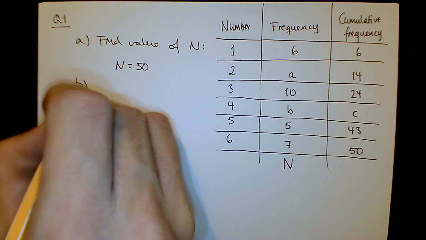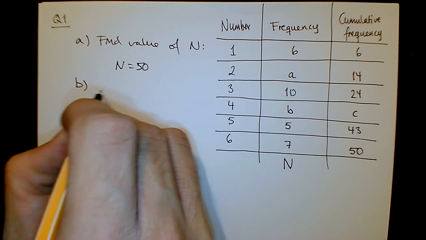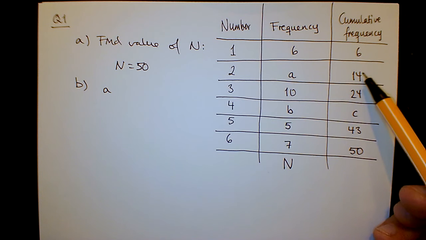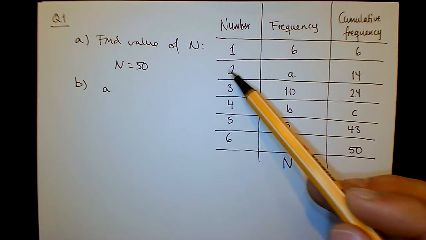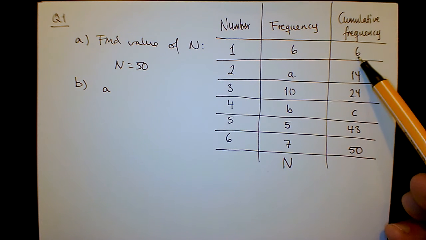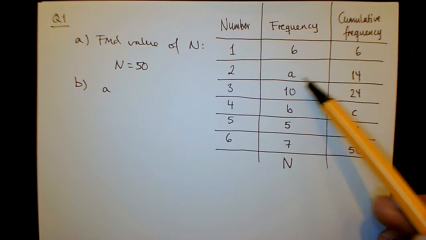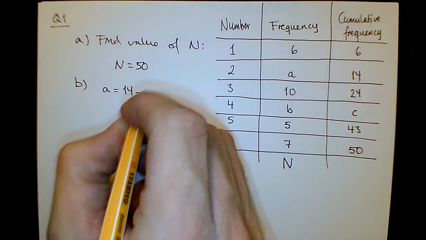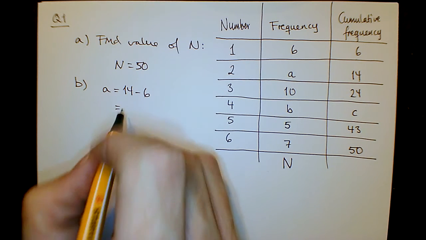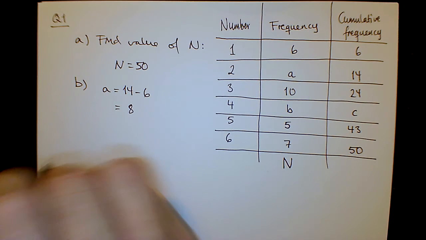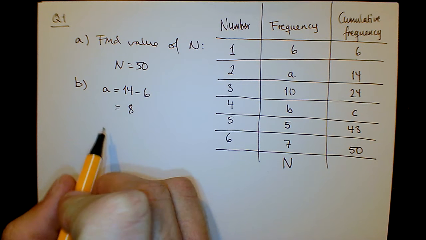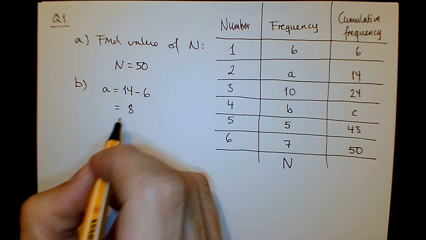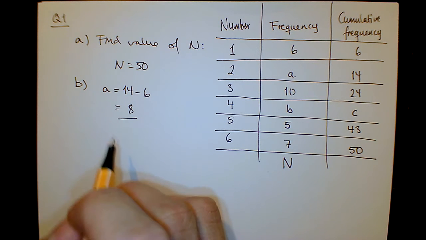For B, we are to find A, B, and C. So A is the easiest to find because we see that the cumulative frequency of the number 2 is 14, but we already counted 6 from the previous one. So that means that whatever A is has to be 14 minus those 6. So that is equal to 8. Next, we have to consider what is C and B. So A is equal to 8.